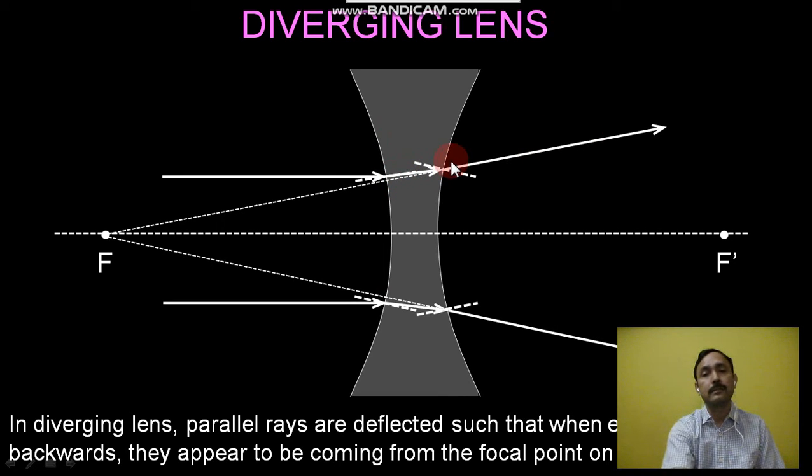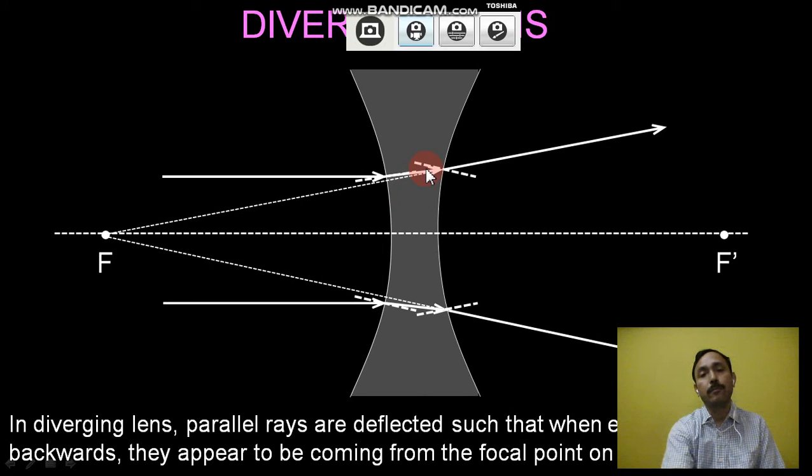This is already discussed: light is coming from rarer to denser. If we draw the normal, then what will happen? The light ray after refraction will bend towards the normal. Again, the light ray is coming from denser to rarer, so if we draw the normal, the light ray will bend away from the normal. So it is going outside, diverging. Again the same, this ray will also diverge.